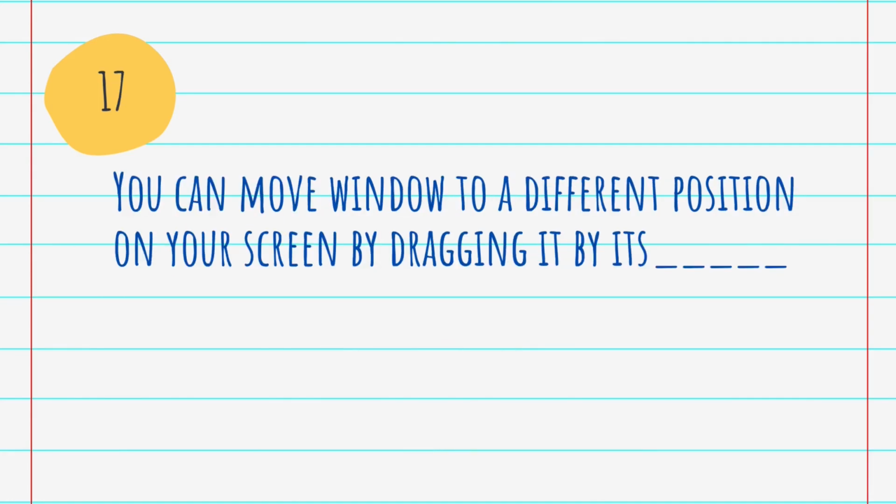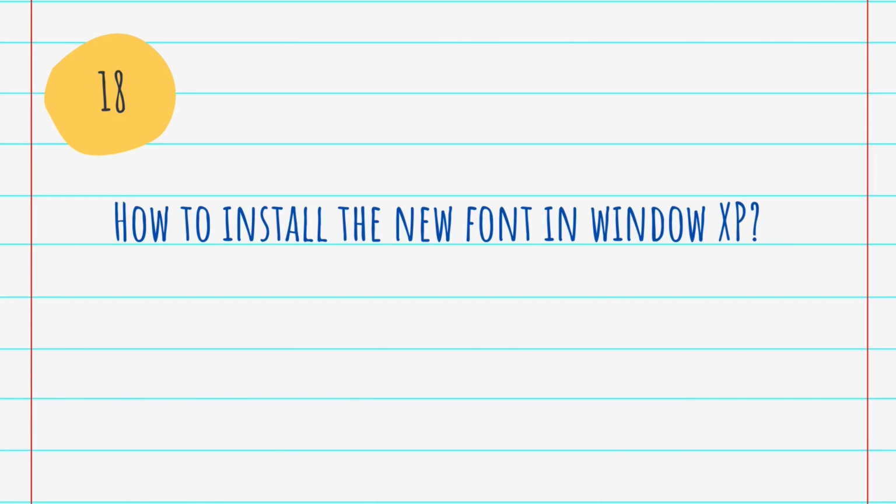Okay. Then question number 17. You can move windows to a different position on your screen by dragging it by its dash. Answer is move handle. You can move windows to a different position on your screen by dragging it by its move handle. Then our next question is how to install a new font in Windows XP.